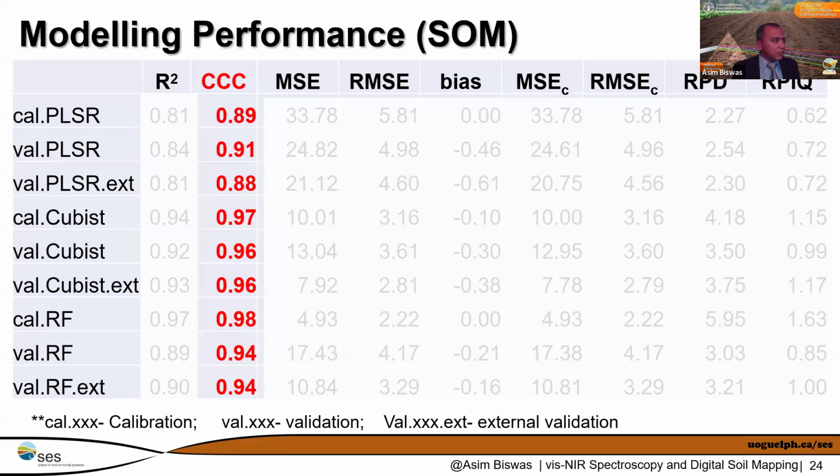When we looked particularly at soil organic matter, we see the concordance is quite in agreement. You can think of the CCC, or concordance value, as almost every time being 0.9 and above for each of these models. We're looking at the 10,000 soil samples here.